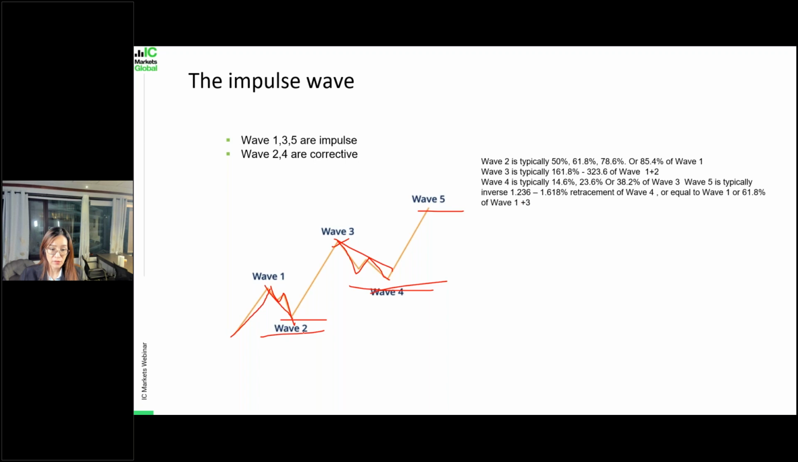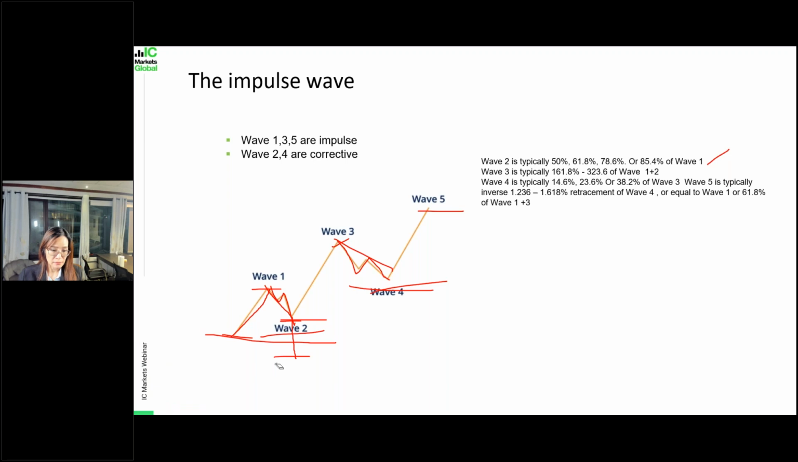Okay. And this is just a guideline for you, okay? So wave two is typically, it will retrace 50, 61.8, 78.6%, or sometimes it could go up to 85.4% of wave one, which is you draw the fib from here to here. Wave two retraces around 50, 61.8 or these numbers, but cannot go below the starting point of wave one, which is here.